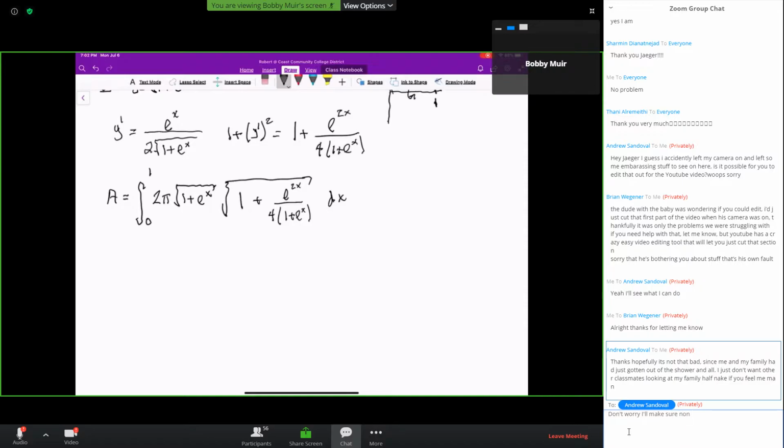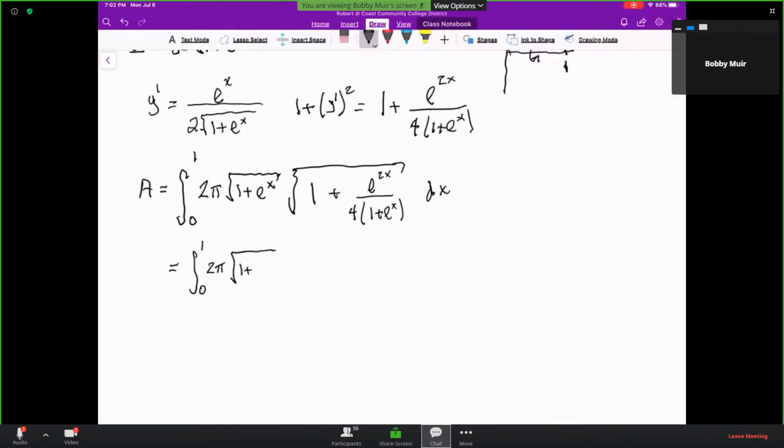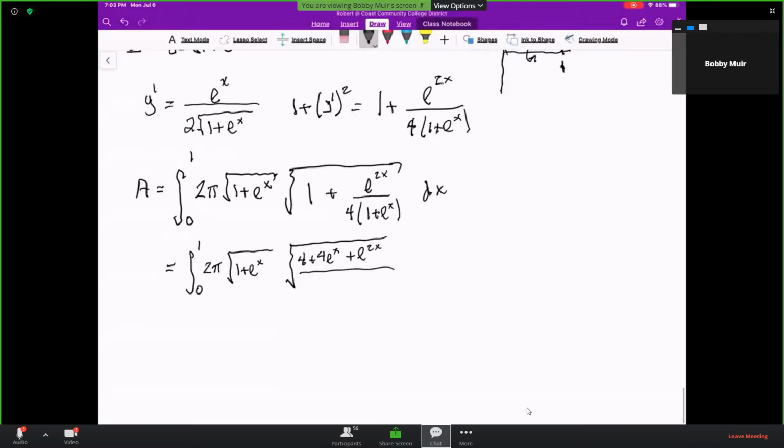All right, so let's see here. Start trying to clean this up. The integral from 0 to 1 of 2 pi times (1 plus e to the x), times the square root of (4 plus 4 e to the x plus e to the 2x) divided by (4 times (1 plus e to the x)).